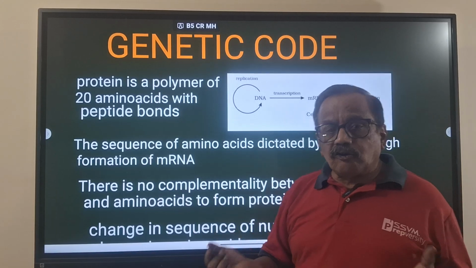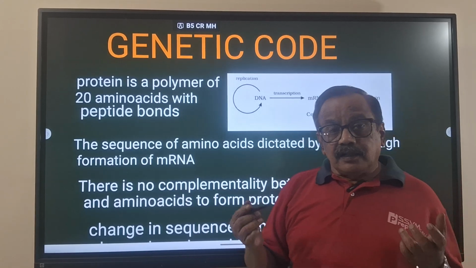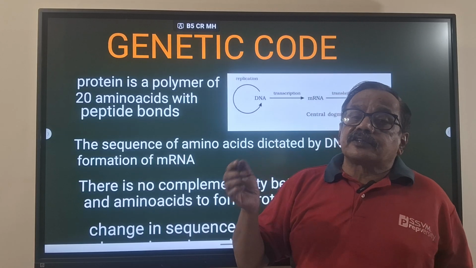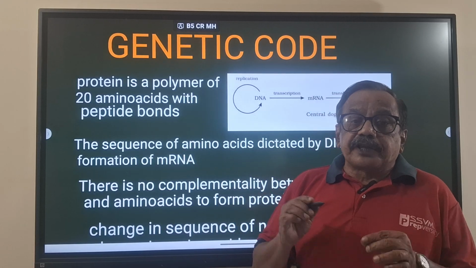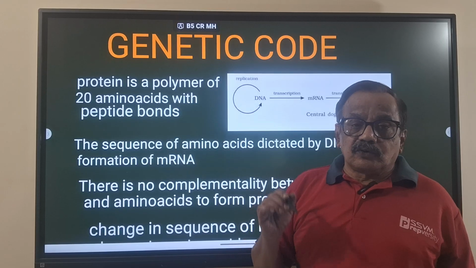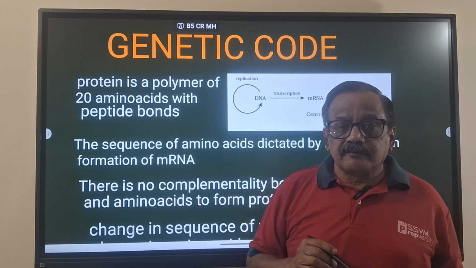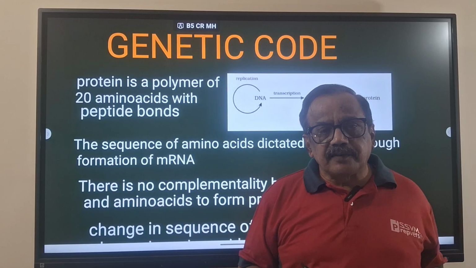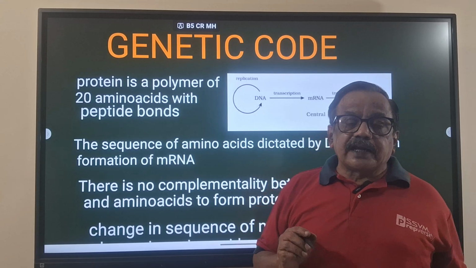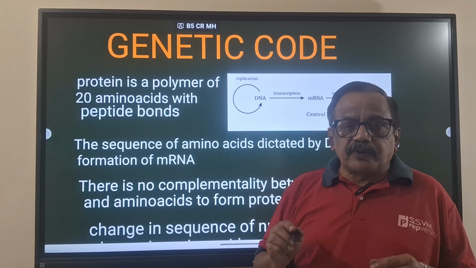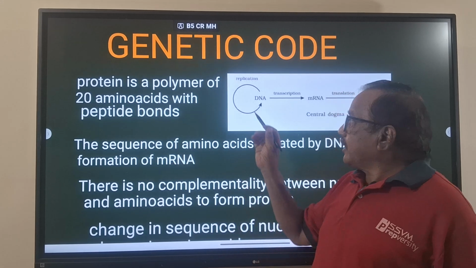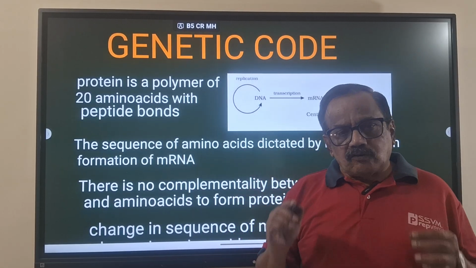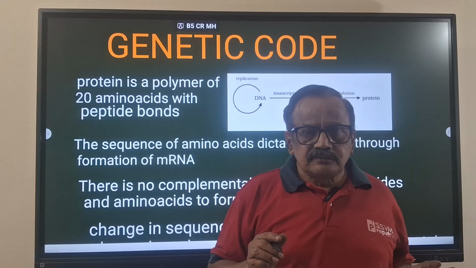But how are the amino acids following the mRNA, how are they arranged in the proper order to form a protein? That will be explained by the genetic code. The arrangement of the amino acids properly, according to the guidance given by the DNA, by following some genetic code. That is the genetic code.